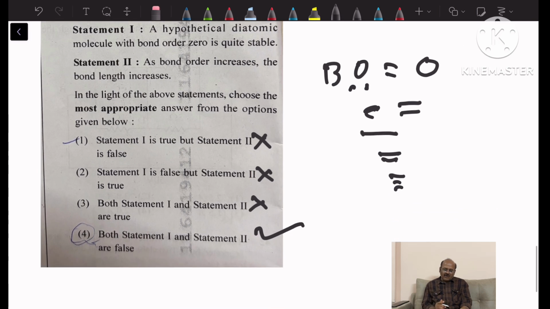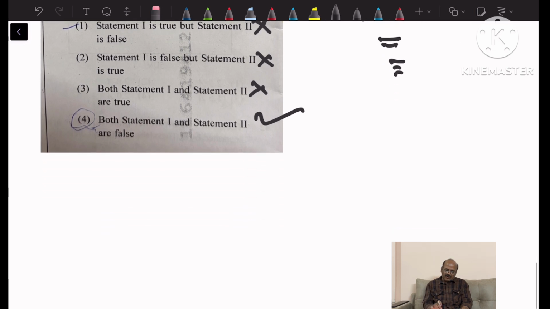And if you read it, one minute is sufficient to solve this. Any student who is in touch with chemical bonding of PUC first year can solve this problem without any delay of time. So this is the question number 50.